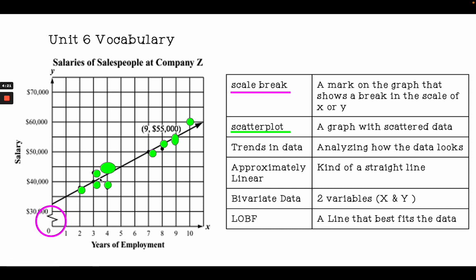And these points on the graph are scattered out. They're not in a straight line. They're not exactly in a straight line. And that's why we call this a scatter plot, because it's points that have been plotted on a graph, but they're not in a straight line. They're scattered apart.